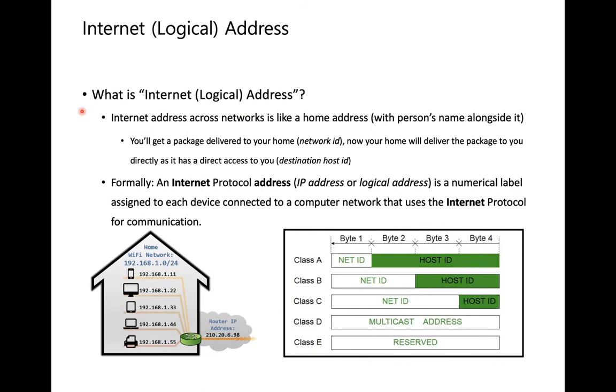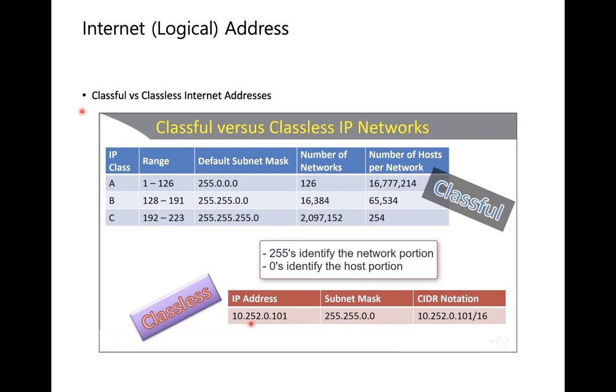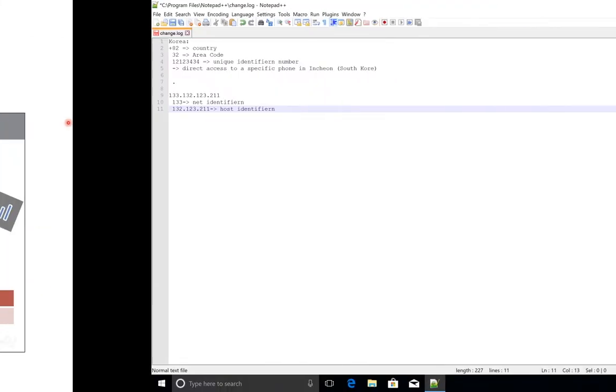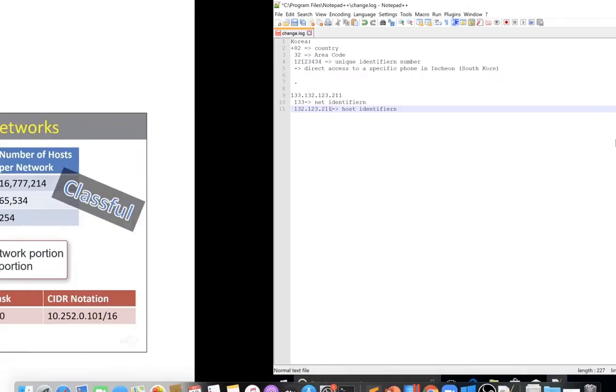So to understand it much better, let's see this one slide. Now, what are the internet logical addresses? There are two kinds of IPs. One is the classful IP and the other is the classless IP. So let me show you what the classful and the classless IPs are.